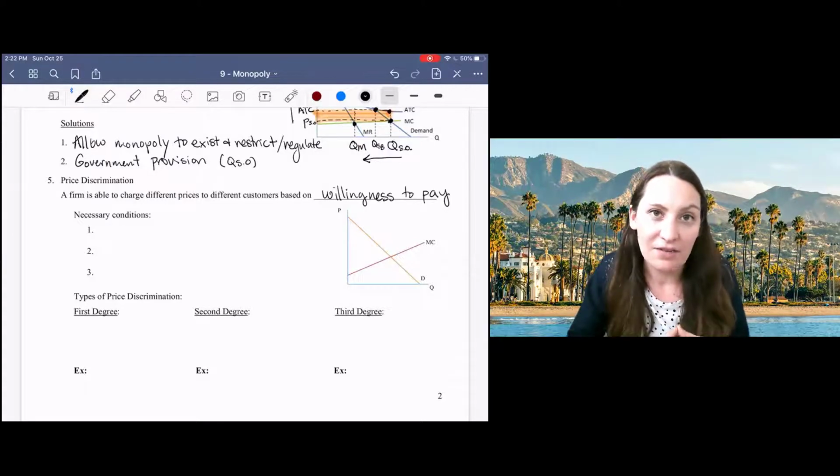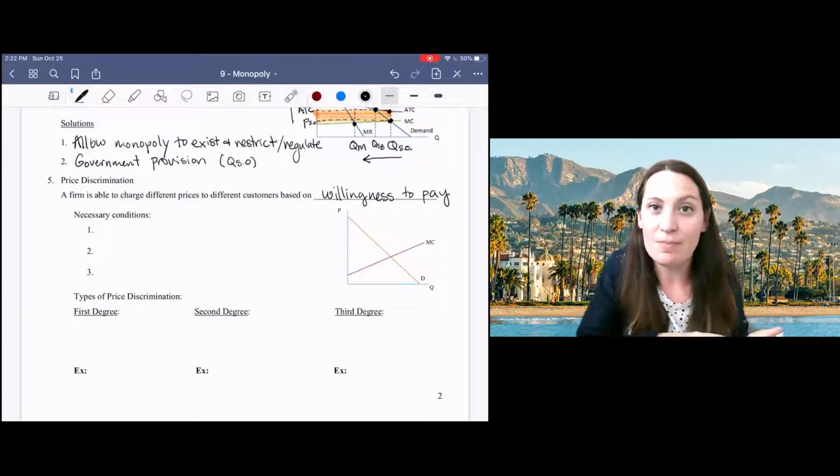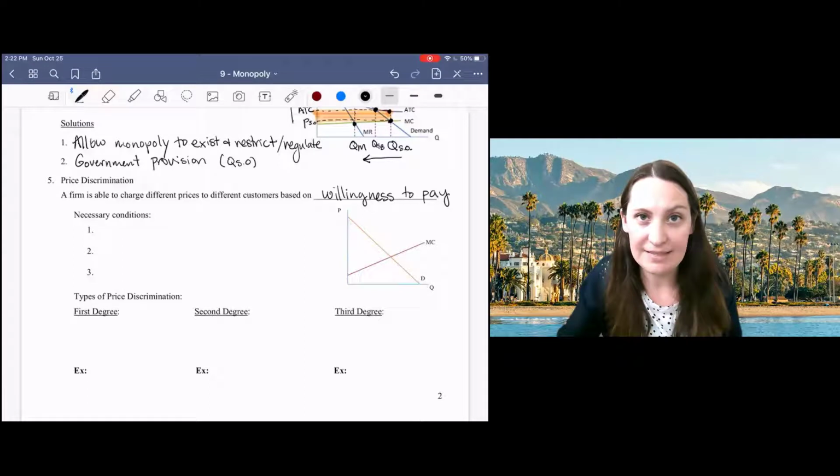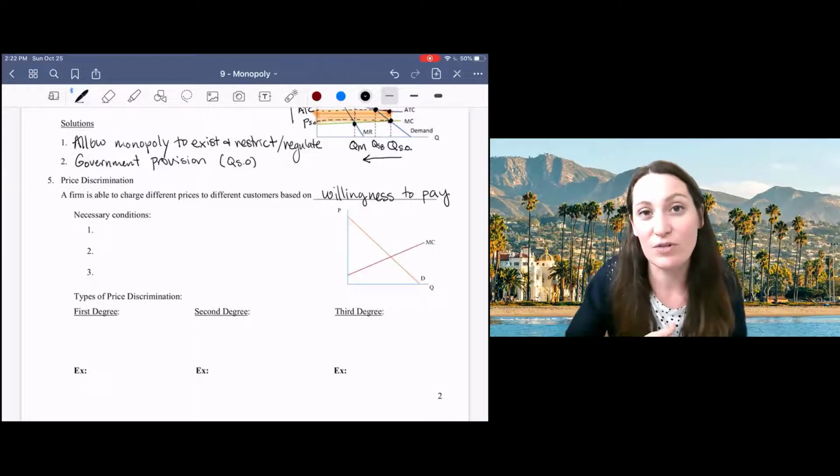So price discrimination allows the firm to increase prices only for the high willingness to pay consumers while keeping prices lower for the low willingness to pay consumers, which can potentially benefit both the firm and consumers in the sense that those consumers will have increased access to the product.